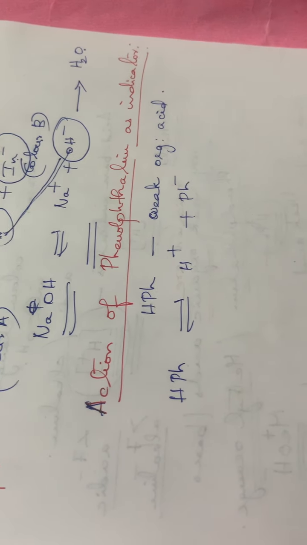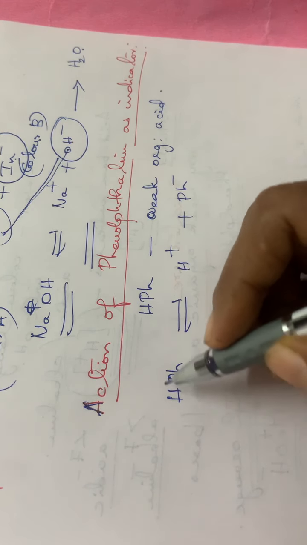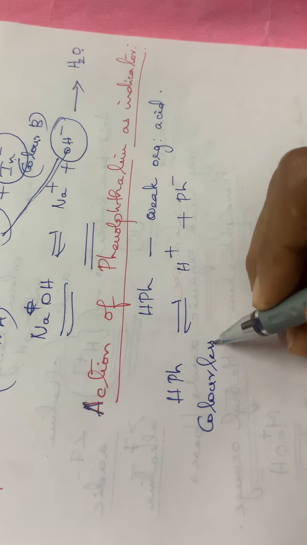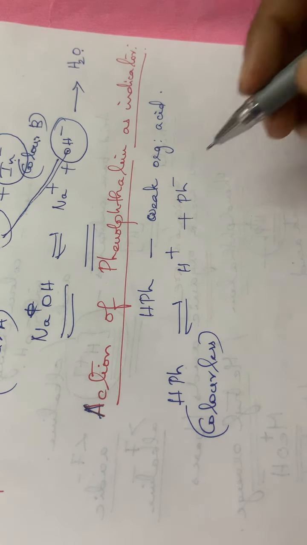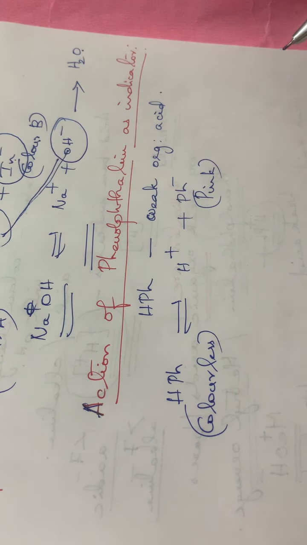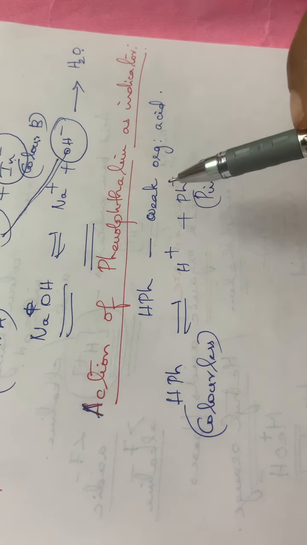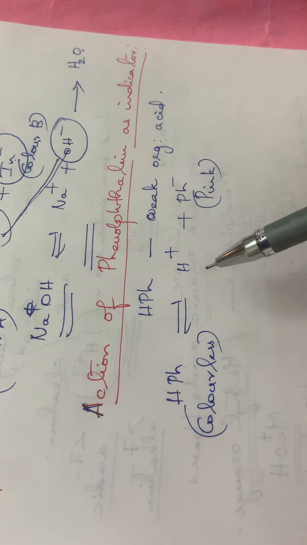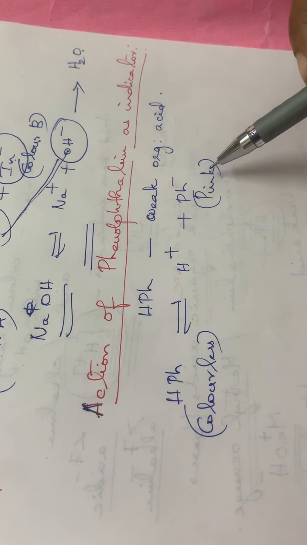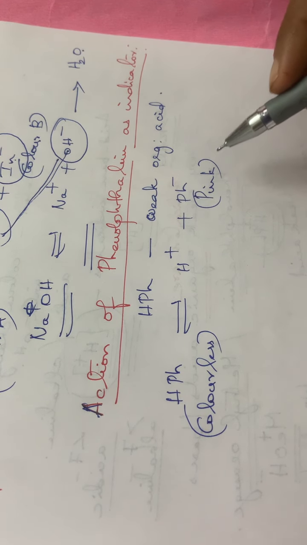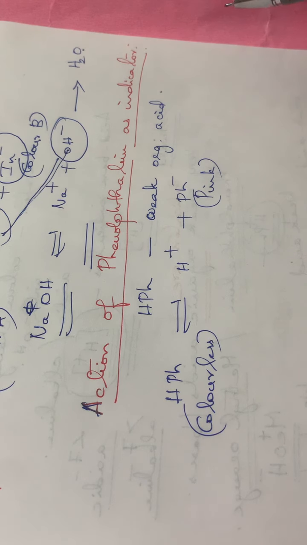And also, in the case of phenolphthalein, the unionized HPH will be colorless. Unionized indicator phenolphthalein will be colorless, and in the ionized form it will be pink. You might have noticed the indicator phenolphthalein in the dropping bottle in the lab, which is colorless. That means it is in the unionized form, and only in the ionized form will it have a pink color. That color you might also have observed during the acid-base titrations in your plus two classes.